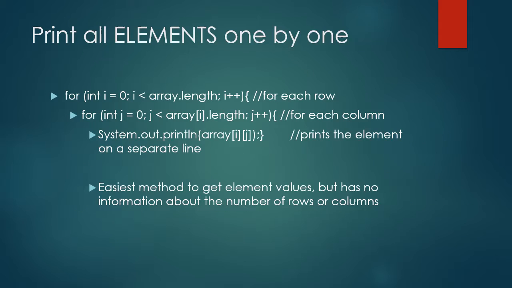The second method is to print all elements one by one, using a for loop iteration where each and every element is printed on a new line. This is straightforward, but does not convey any information about the row or column of the element.